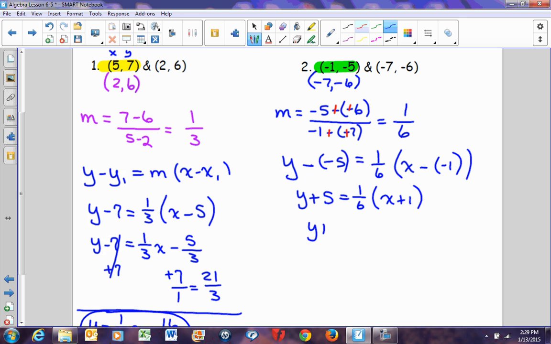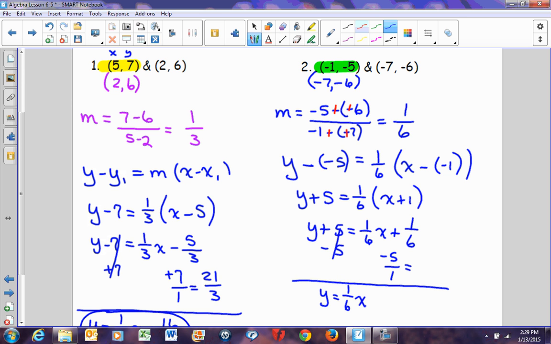Distribute, so we have y plus 5 equals 1/6 x plus 1/6. Now we're going to subtract 5 from both sides. These will cancel. 1/6 x. Remember, we need a common denominator, so this is going to be 6. And this is going to be -30. -30 plus 1 is -29.